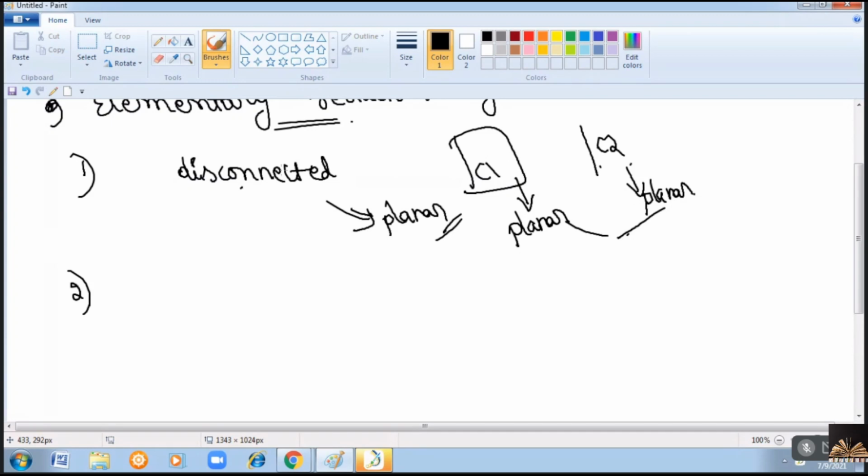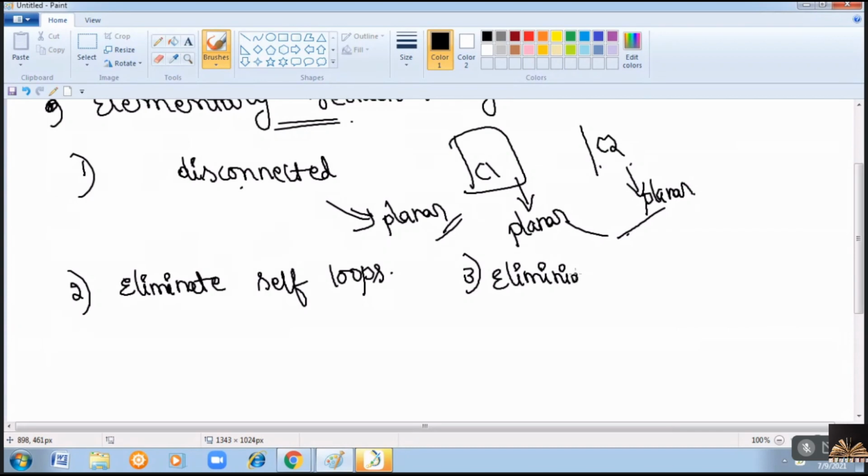If a connected graph is given, next, first observe the connected graph and eliminate the self loops. First step for a connected graph is to eliminate the self loops. Next step is to eliminate parallel edges. Why? Because there is no crossing for self loops and parallel edges.